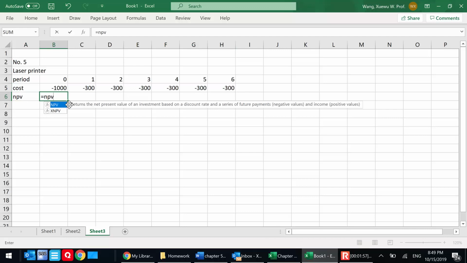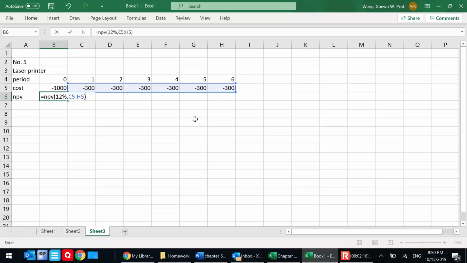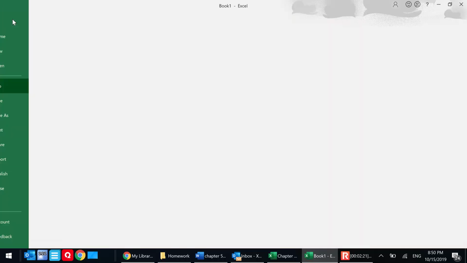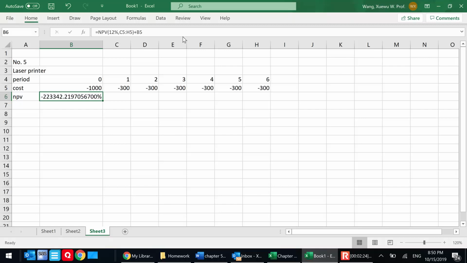So the NPV is equal to, the rate is actually 12%, and notice that I have already signed those $300 as negative because they're the cost. It's like the light bulb example we did in class. So I'm going to take all the future cash flows and put back the initial investment. Everything is negative because it's the cost of running your business. So that's $2,233.42. Let me verify that with my answer, yes.